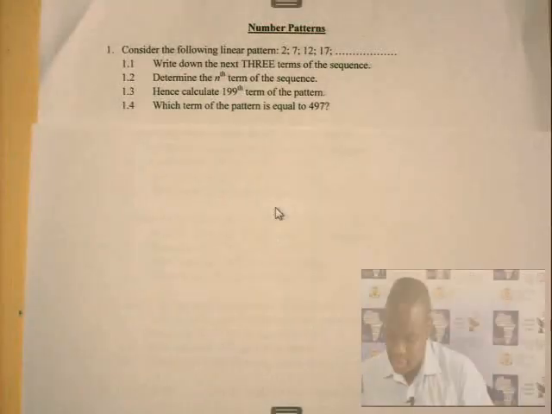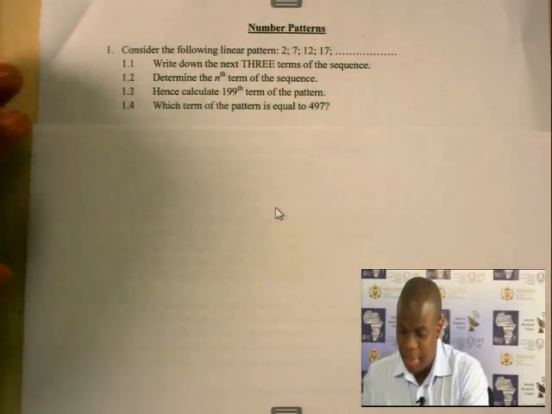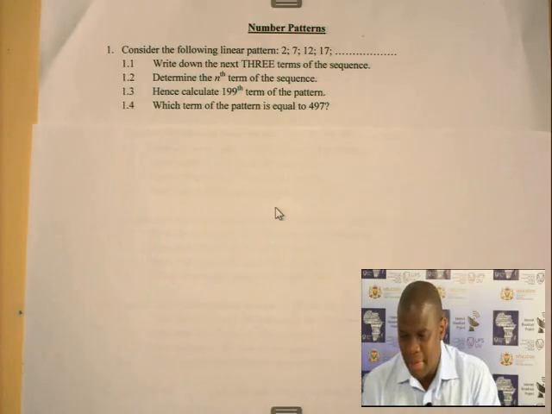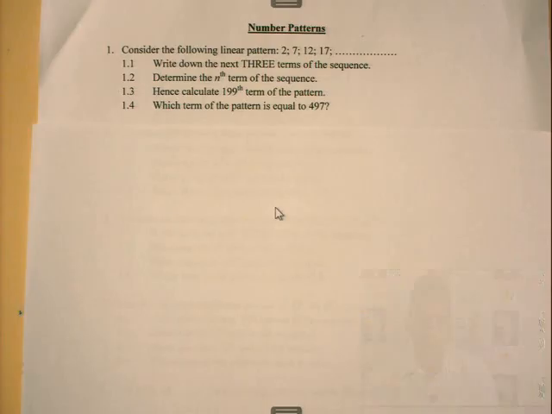Thank you. Without any waste of time, let me start with the topic for today. Number patterns. The topic for today is number patterns. And we know number patterns can take different forms. So I'm going to take you through this first exercise, and then the next exercise, I think you learners must be able to do it. We've got different types of number patterns. The first one is the linear number pattern.